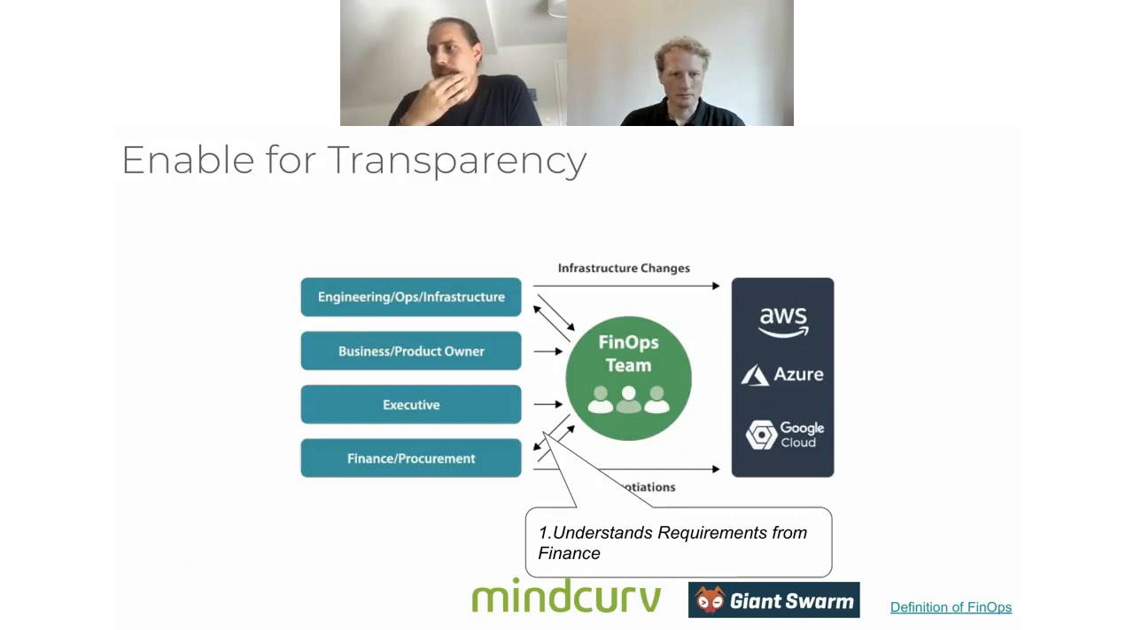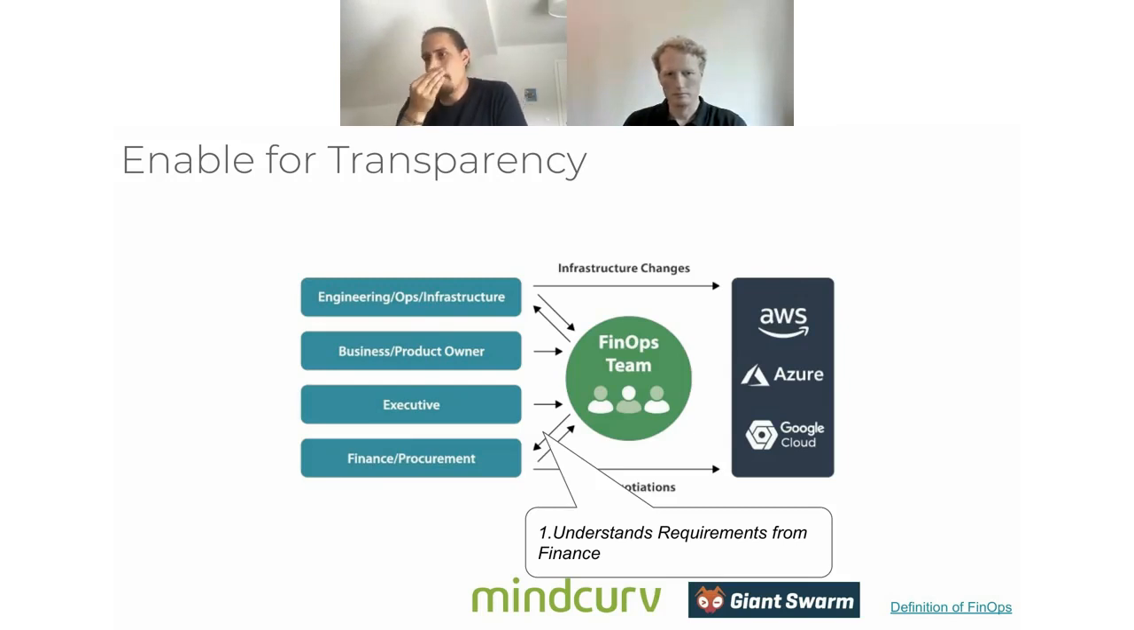What we're doing here, in the first step, is that the central FinOps team reaches out to finance to understand the requirements. What is a cost center? Do you want to add your SAP number in here? Should we add this as a label? How do you want to structure the data? How do you want to see it? So the central FinOps team can help here to have these discussions.